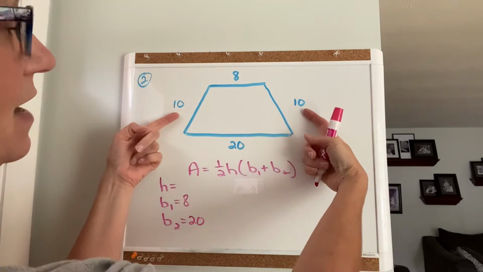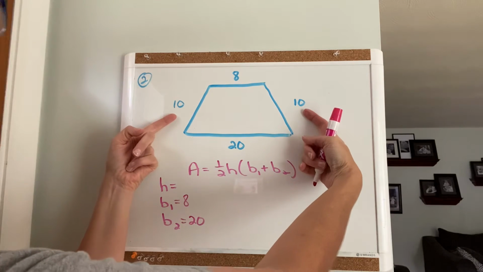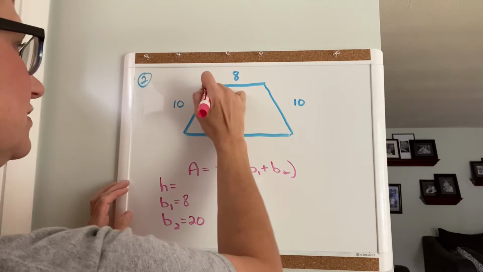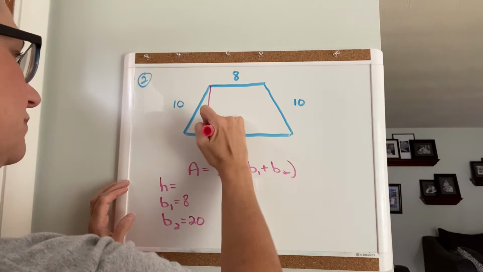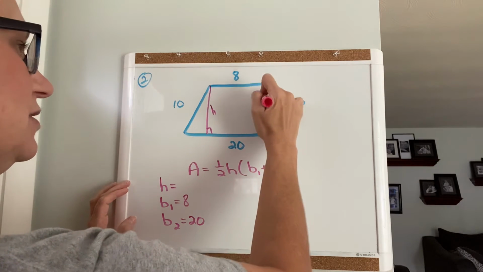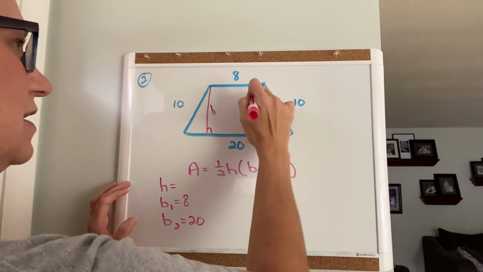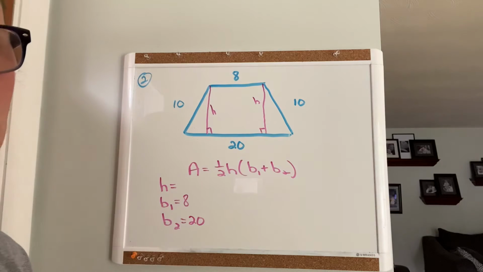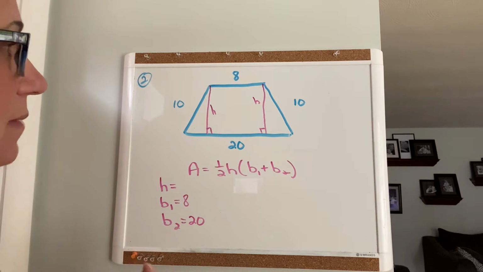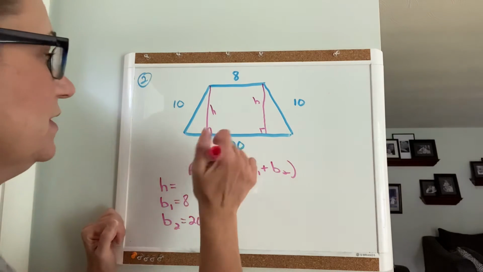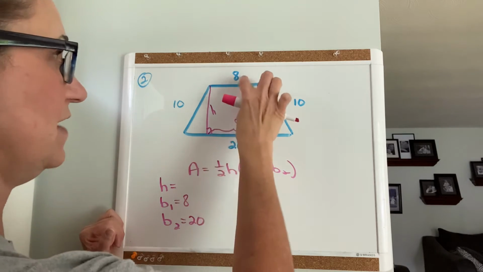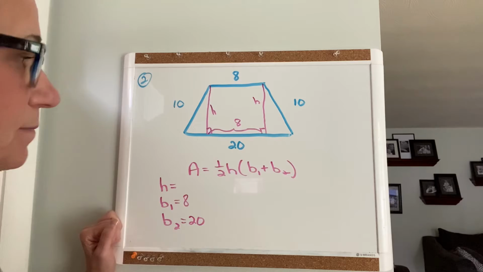So hopefully you recognize, since the legs are congruent, that this is my isosceles trapezoid. So I'm actually going to draw the height right here, H, and I'm going to draw it again here. Here's another height. The reason I'm drawing it twice is because I create a rectangle. And you guys know that opposite sides of a rectangle are congruent. So from this height to this height has to be a length of 8. Since this base is 8, this is 8.